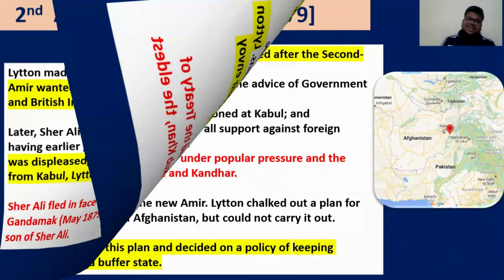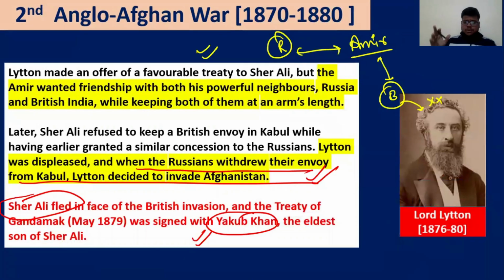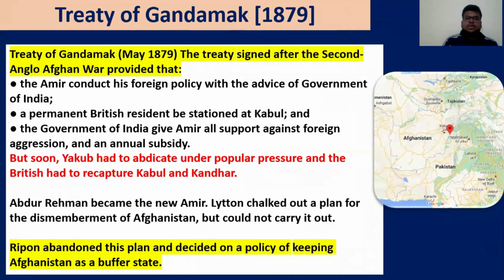Understood? So when Lytton came, he decided that I don't want this ambiguity. I don't want this masterly inactivity. No. I will actively interfere in Afghanistan. I'll make sure that all my frontiers are established and safe. Now, the Treaty of Gandamak was signed in 1879. Gandamak is a place near Jalalabad, near Kabul. This is in Afghanistan.